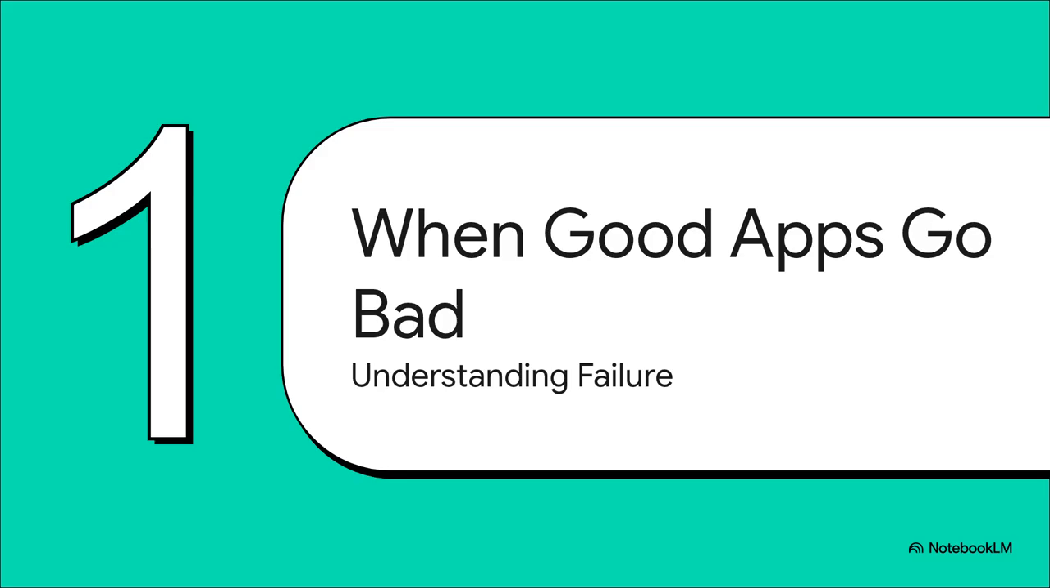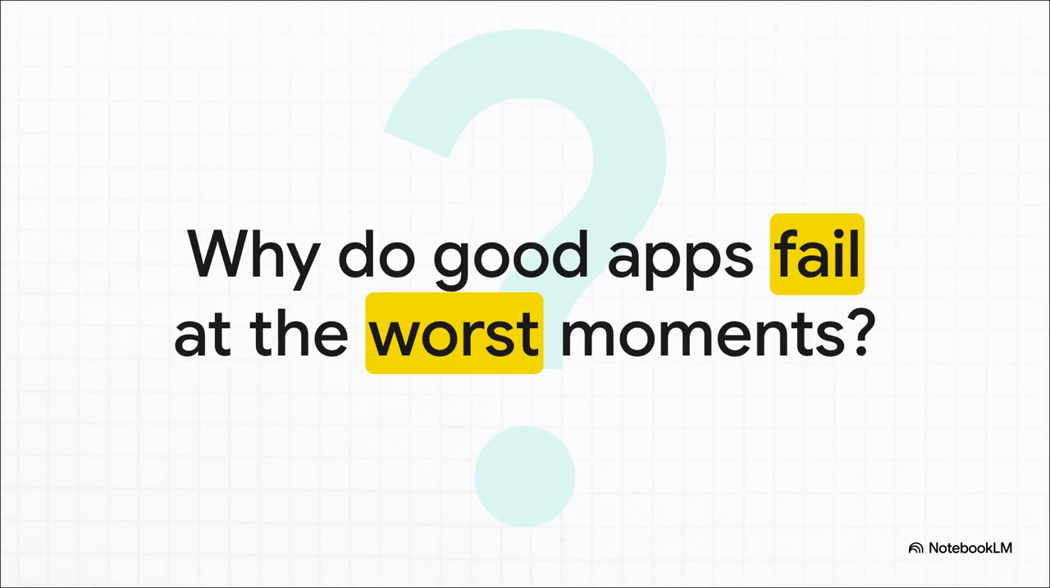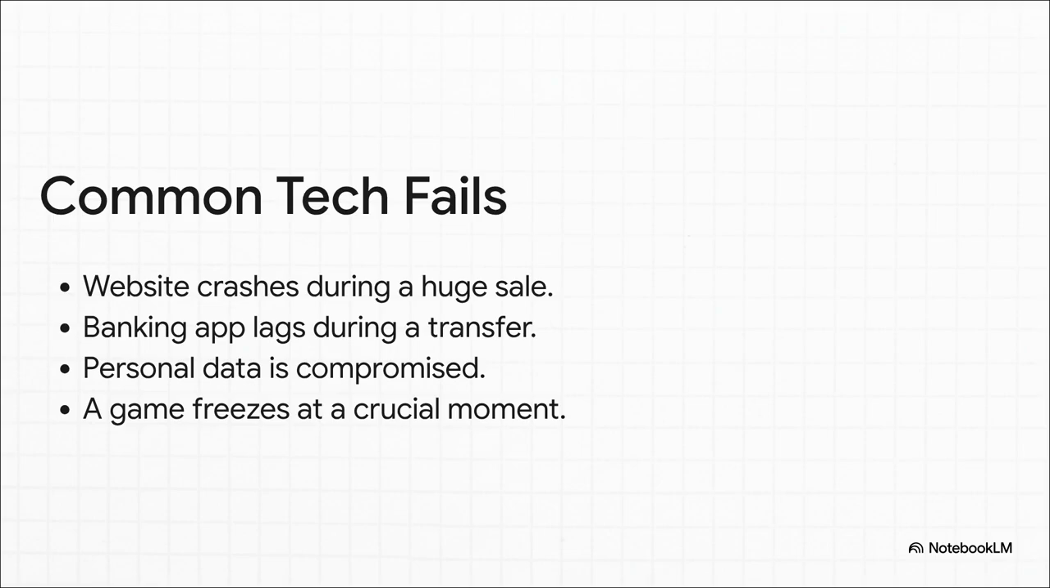Okay, so let's start with a problem that I guarantee every single one of us has dealt with. You've got an app or a website, and on the surface, it looks perfect. All the buttons are there, the features seem to work, and then at the absolute worst possible moment, it just dies on you. It's just so frustrating, right? It makes you ask the question, why? Why do these apps that seem totally fine 1 minute just completely fall apart when you actually need them?